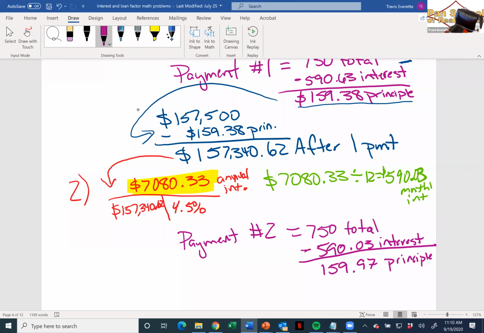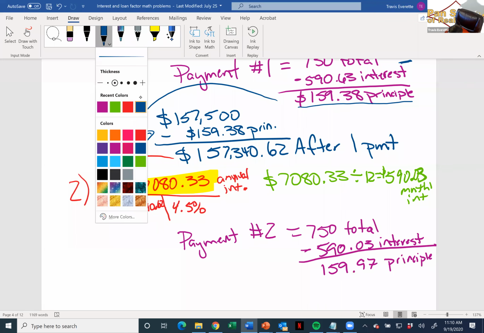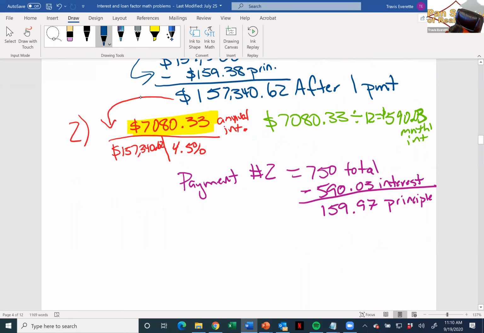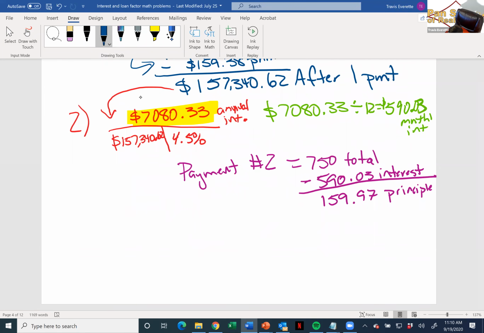And then finally, last step, all the way to the end, my loan balance for payment number two started at $157,340.62 minus the $159.97 that I'm paying off in principal.